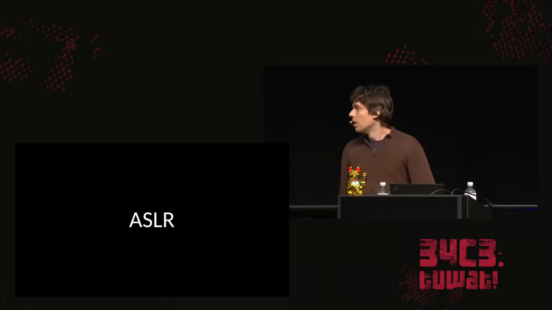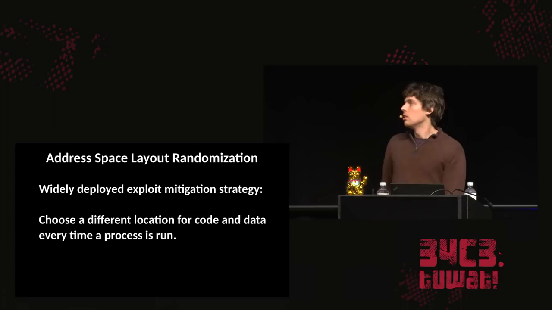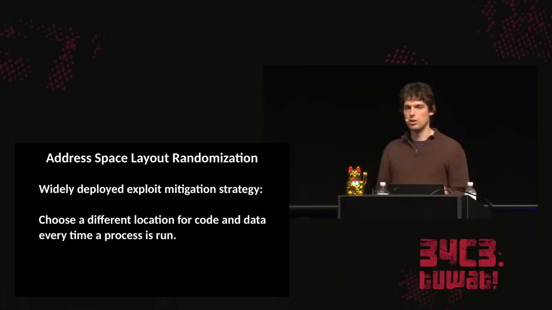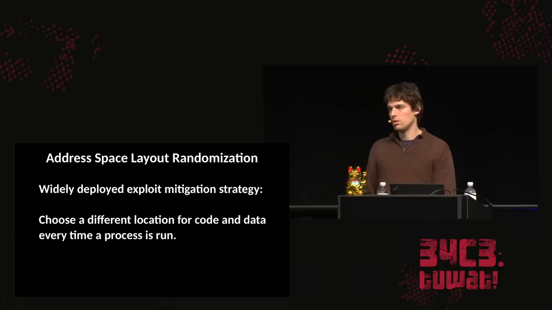So this talk is about attacking ASLR, which is short for address space layout randomization. It's an exploit mitigation technique, which, as far as deployment is concerned, is one of the success stories. Since it's been introduced, it's been widely adopted, and it makes exploitation somewhat more difficult. The way ASLR makes it more difficult is that it changes the location of code and data usually every time the process is run, so that an attacker cannot rely on certain addresses to be the same all the time.